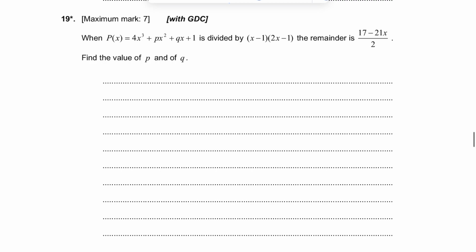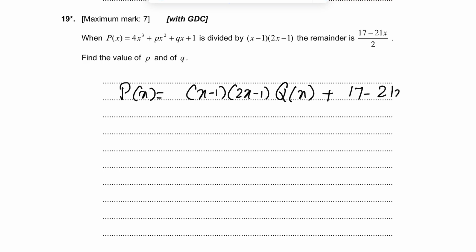When P of x is divided by (x minus 1)(2x minus 1), the remainder is (17 minus 21x) upon 2. Find the values of P and Q. So basically, P of x equals (x minus 1) times (2x minus 1) times some quotient plus (17 minus 21x) upon 2. Now I am going to plug in 1, P of 1.